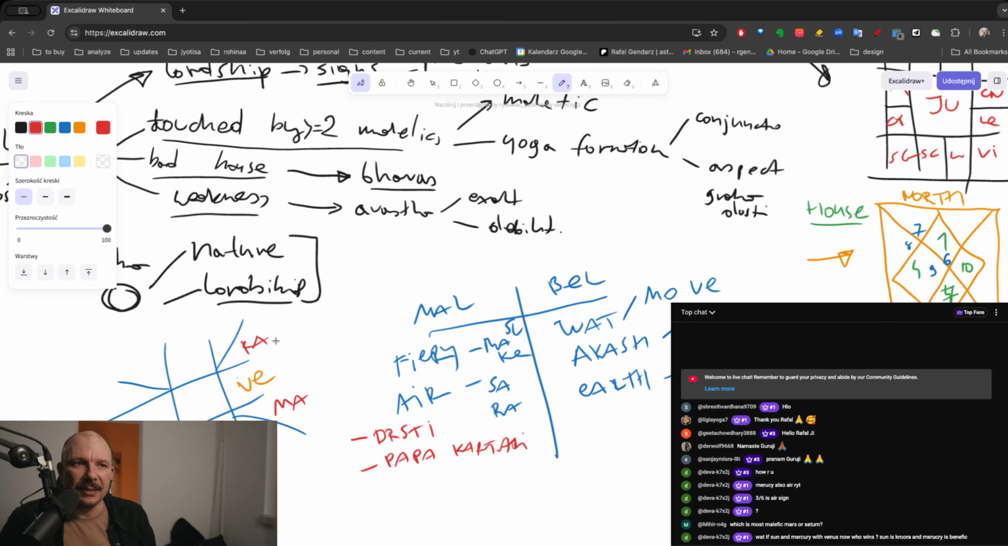Which is most malefic, Mars or Saturn? Saturn, we say Saturn. Then Rahu is the worst. What if Sun and Mercury with Venus? Who wins? Sun is Krura and Mercury is benefic. Yeah, it depends also if they are combusted by Sun. If not, then we can say that the benefics, there are more benefics in the house.